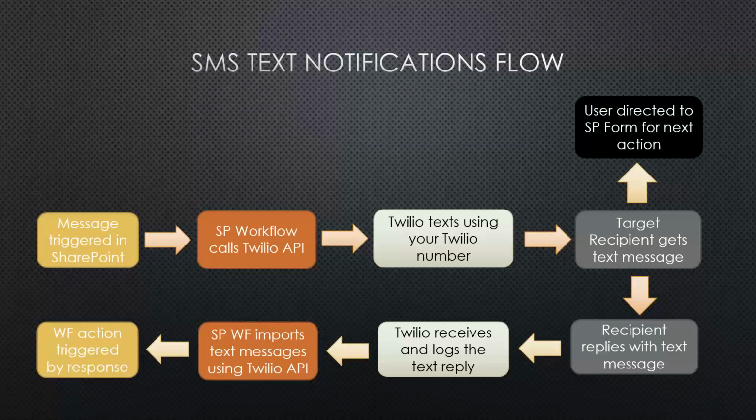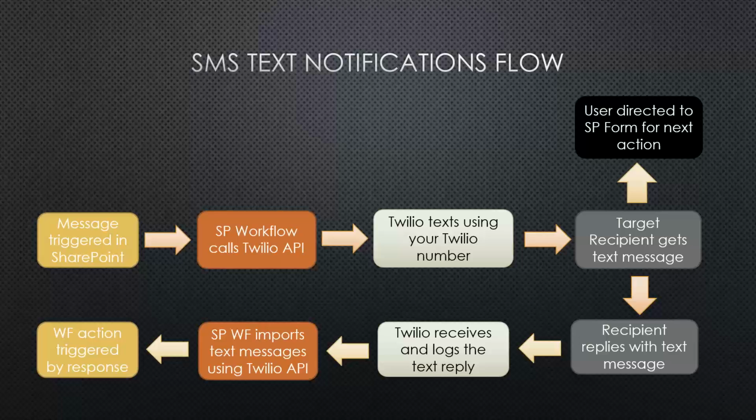Okay, so this is a more detailed view of the actual machinery, if you will, of how a text message gets sent based on something happening in SharePoint. So if you look in the middle left on the page, there's a message triggered in SharePoint, and we have a workflow which is calling Twilio. This is a third-party text message provider. They're known worldwide. They're a leader for this, and they provide an API.